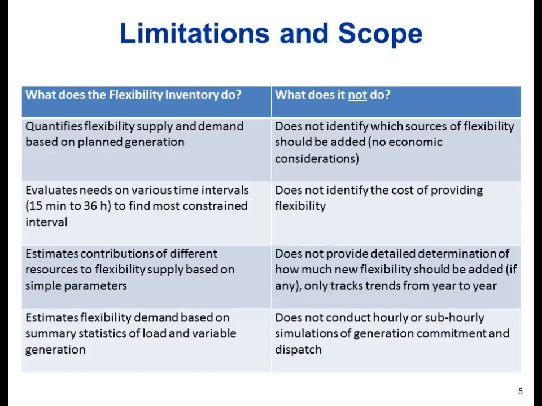We focus on the capability of resources to provide flexibility, but we don't consider the cost of providing that flexibility. We saw in one recent flexibility assessment from Puget Sound Energy, a utility in the West, that they are concerned with this cost of providing flexibility. That's something that's outside the scope of our analysis here.